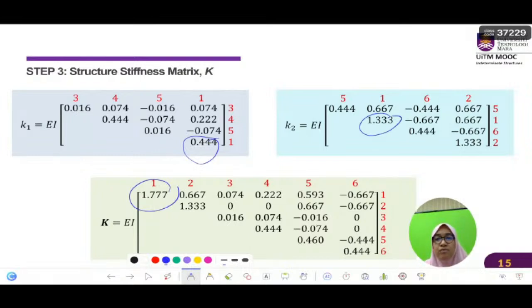1.777. We have to add based on the position. For example, we want to find the value of 1 5. Where is 1 5? This is 1 5, and 5 1 is the same. Then we add 5 1 and 1 5, which is negative 0.074, with 0.667, and then we get this value, 0.593. We do this for all positions, and finally we get the whole 6 by 6 stiffness matrix.